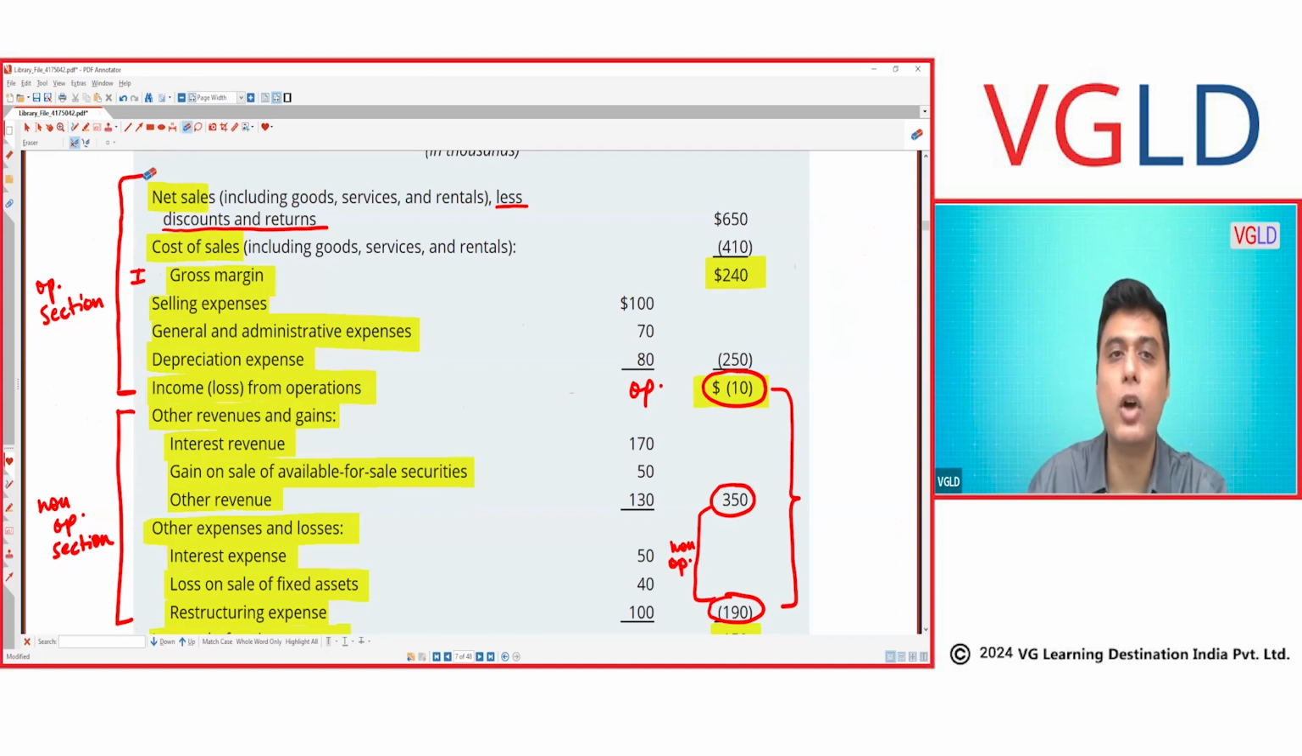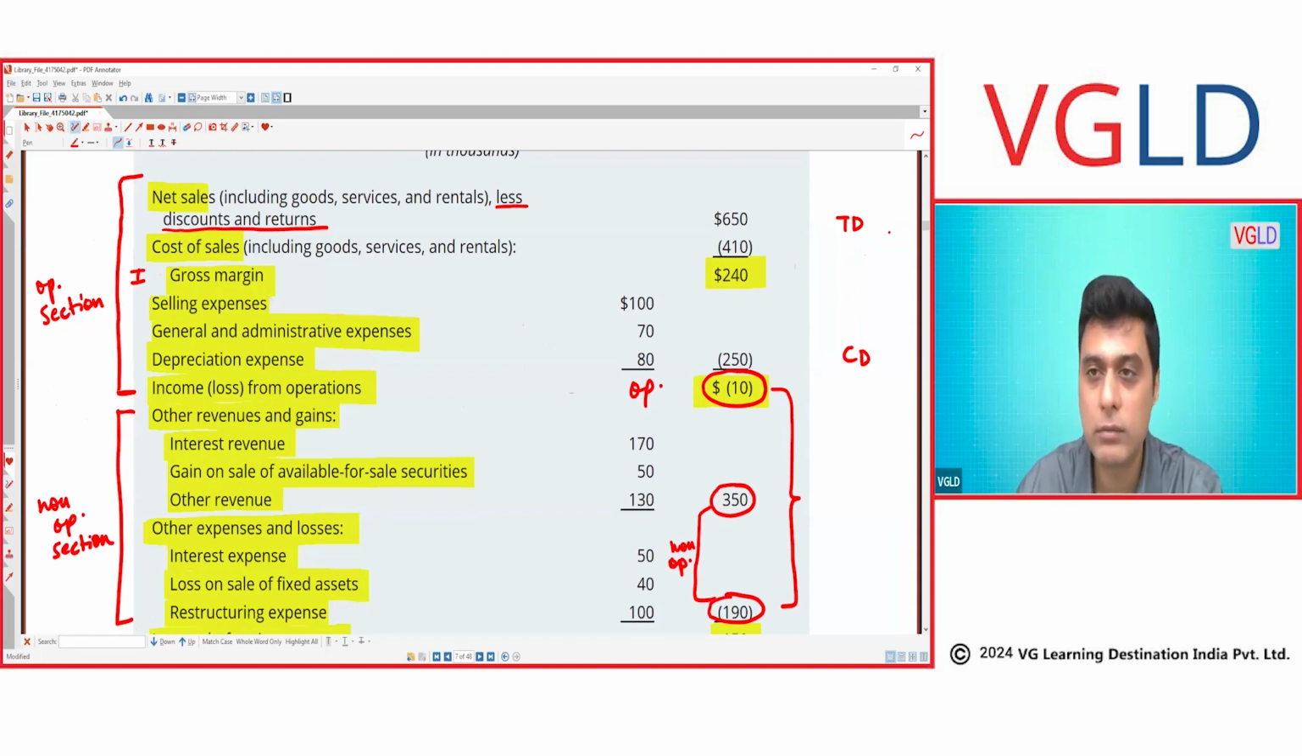Discount is something we will talk about later. There is something called a trade discount. There is something called a cash discount. Trade discounts are not shown in the books. Cash discounts are shown in the books, right? So we'll talk about it. Trade discount is like 40 and 10 kind of a thing.